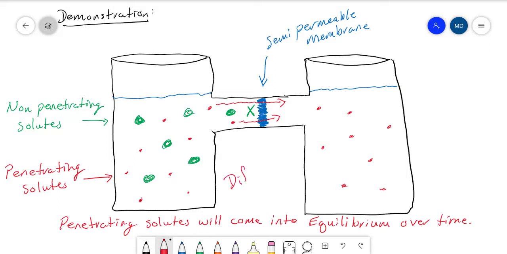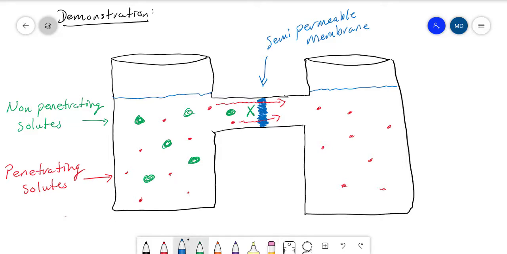In this system that we have depicted here, the process of osmosis is also going to take place. Notice that we have more molecules in the beaker on the left than we do on the right, because the beaker on the left contains non-penetrating solutes.